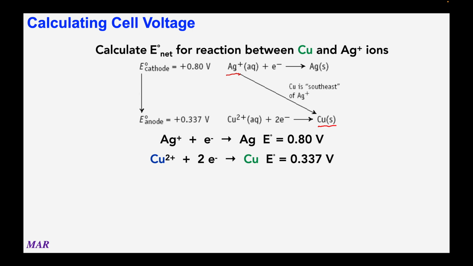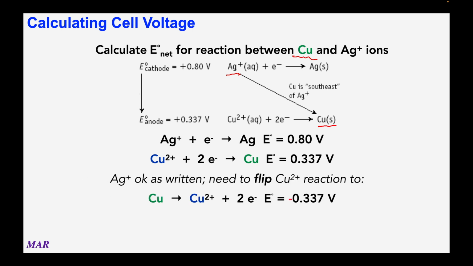Well, silver plus an electron making silver, positive 0.80 volts, and copper 2 plus 2 electrons making copper, positive 0.337 volts. However, as you can probably see, we want copper metal as a reactant, not a product. We want the reaction between copper and silver plus, not silver plus and copper 2 plus or something like that. So you guessed it, we're going to flip the copper reaction.